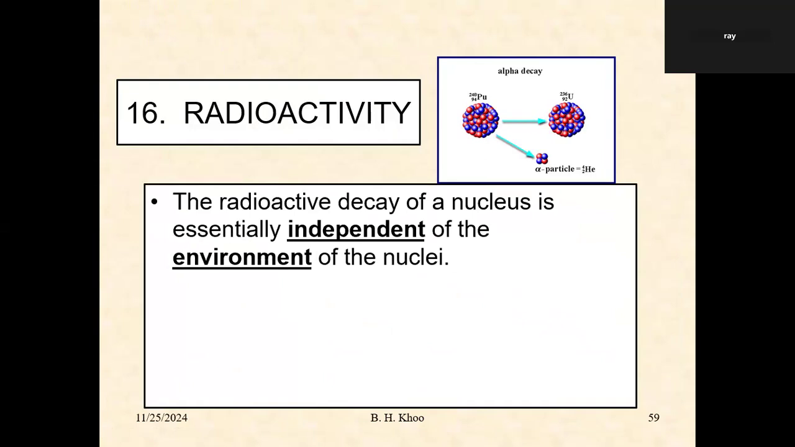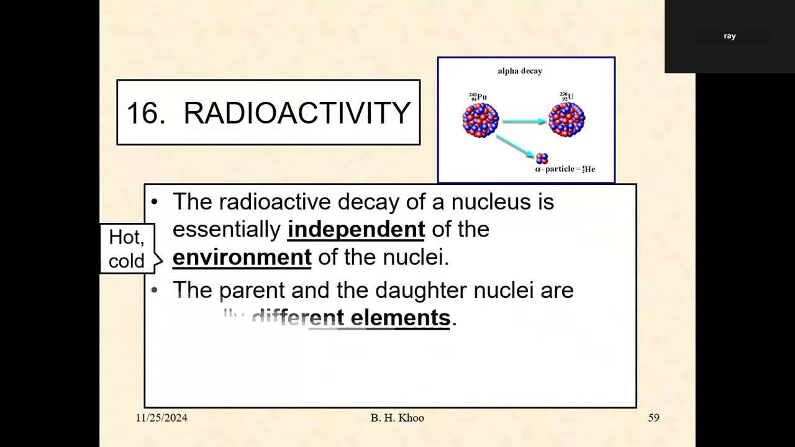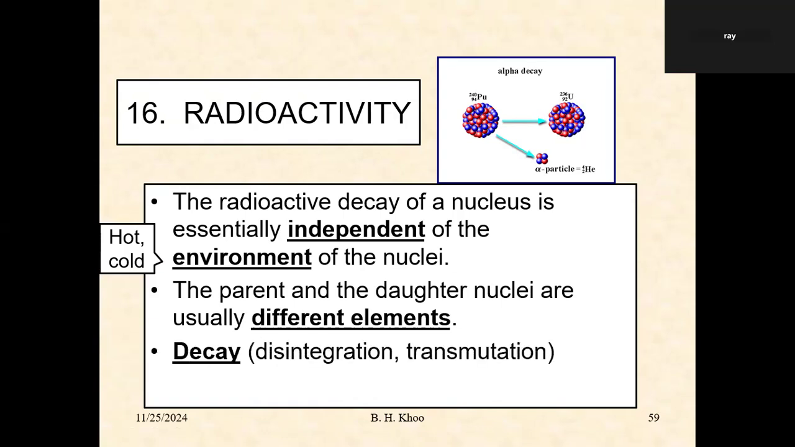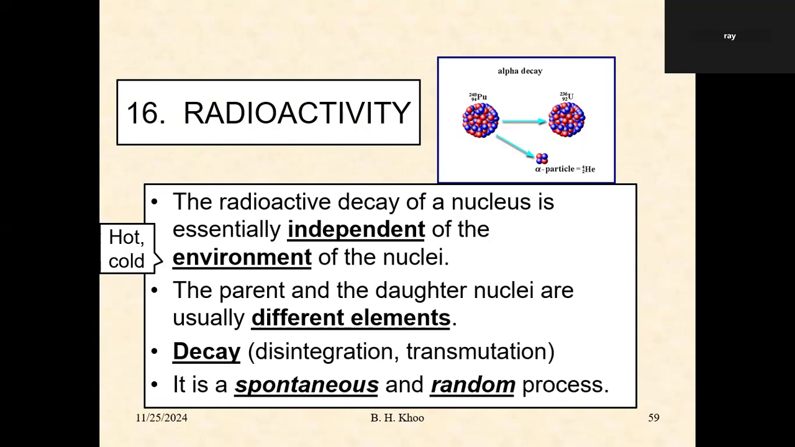Radioactive decay of a nucleus is essentially independent of the environment of the nuclei, right? Whether the atom is combined with another atom, or whether it's hot or cold. Parent and daughter nuclei are usually different elements. Different terms are used: decay, disintegration, and transmutation. It's a spontaneous and random process.